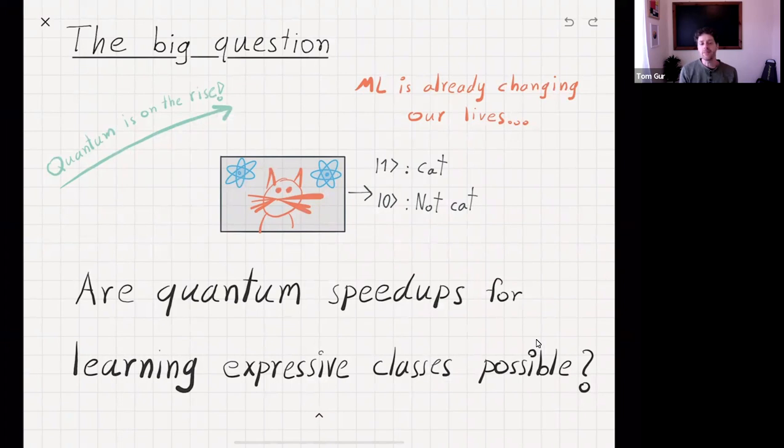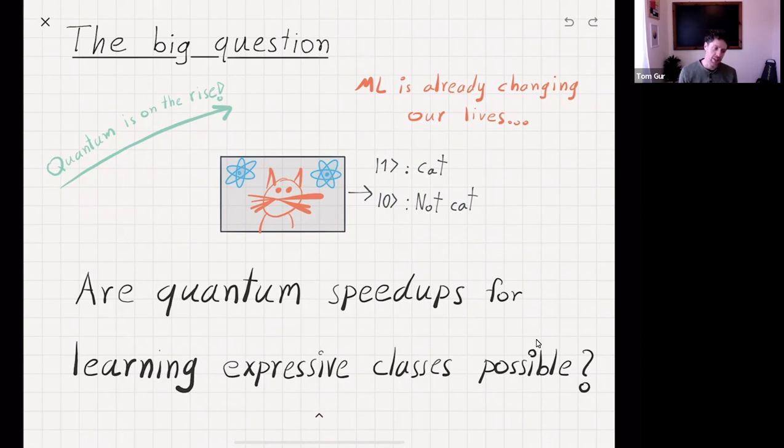Essentially the setting is as follows. We all know that quantum is on the rise. We've seen millions of dollars being invested in it, and recently we had the experiment of Google, which showed quantum supremacy, and it's clear that we care a lot about quantum computing. On the other hand, we already know that machine learning is changing our lives.